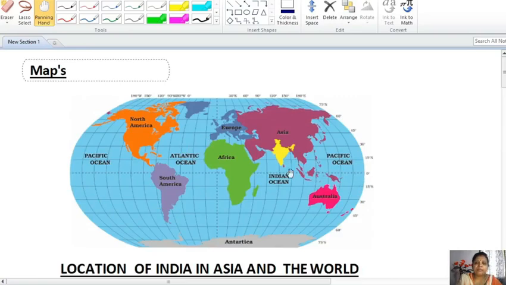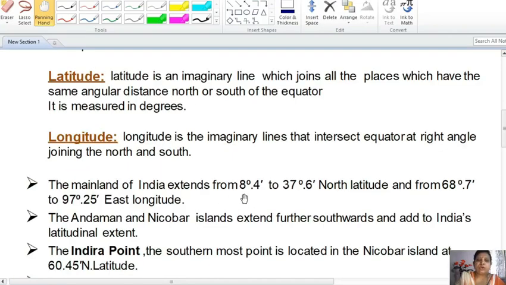So the equator, and above the equator, these are the imaginary lines, latitudes, where we come across in the northern hemisphere. Even in the southern hemisphere, below the equator, these important latitudes are drawn. So these are known as longitudes. We can know the location with the help of these latitudes and longitudes.